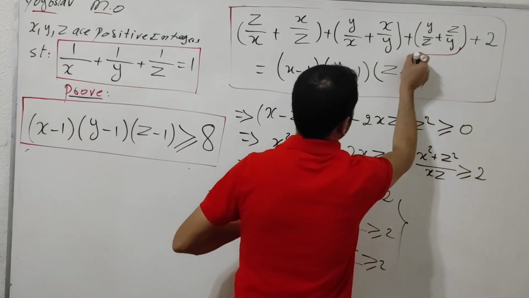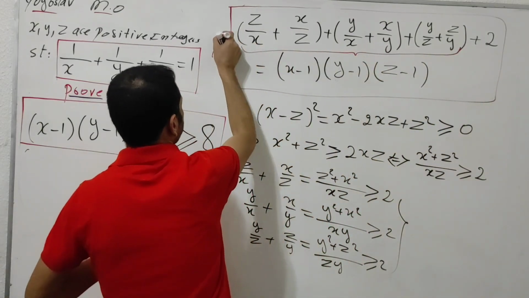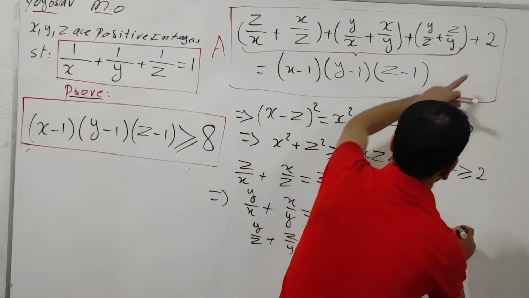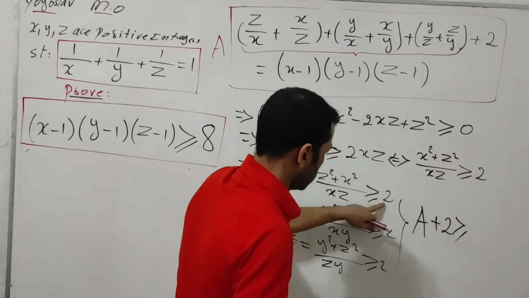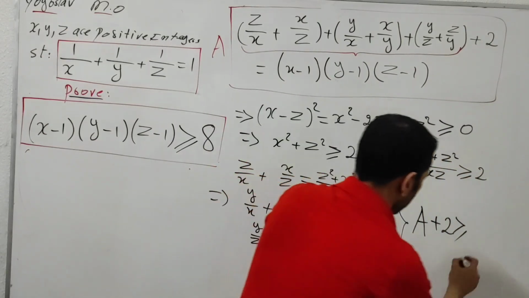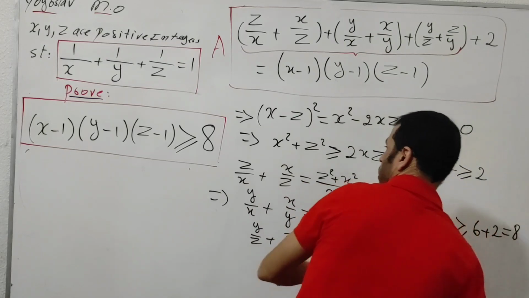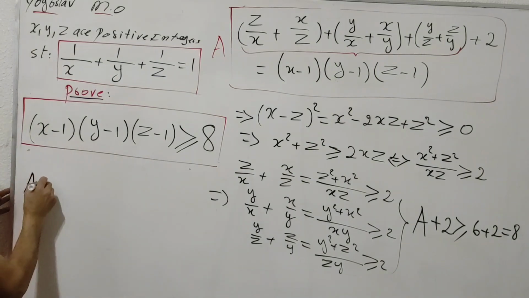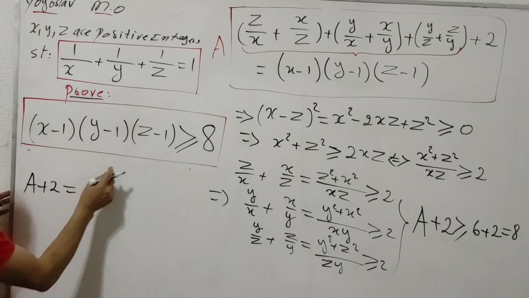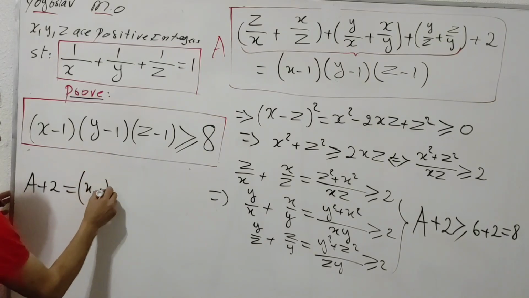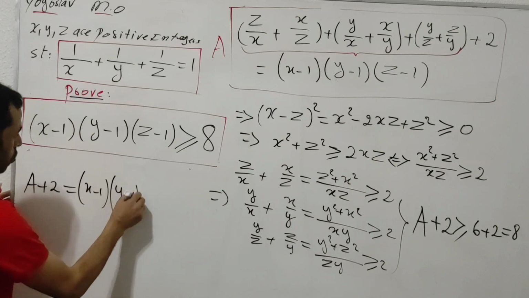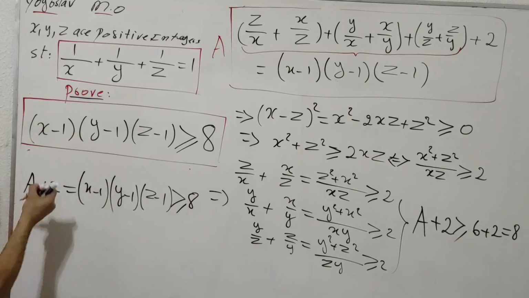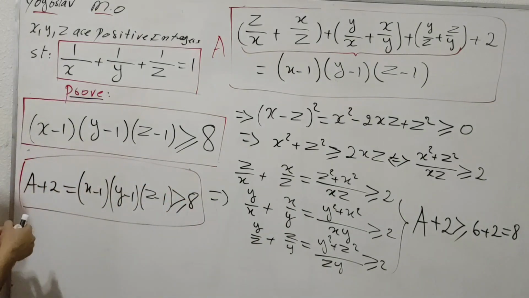Let's call these three terms capital A. So we'll have capital A plus this number 2 is greater than or equal to 2 plus 2 is 4, plus 2 is 6. We'll have 6 plus 2, which equals 8. So I have proven this one. Finally, I will have A plus 2, which equals this product, x minus 1 multiplied by y minus 1 multiplied by z minus 1, is greater than or equal to 8. Now I have proven this one.